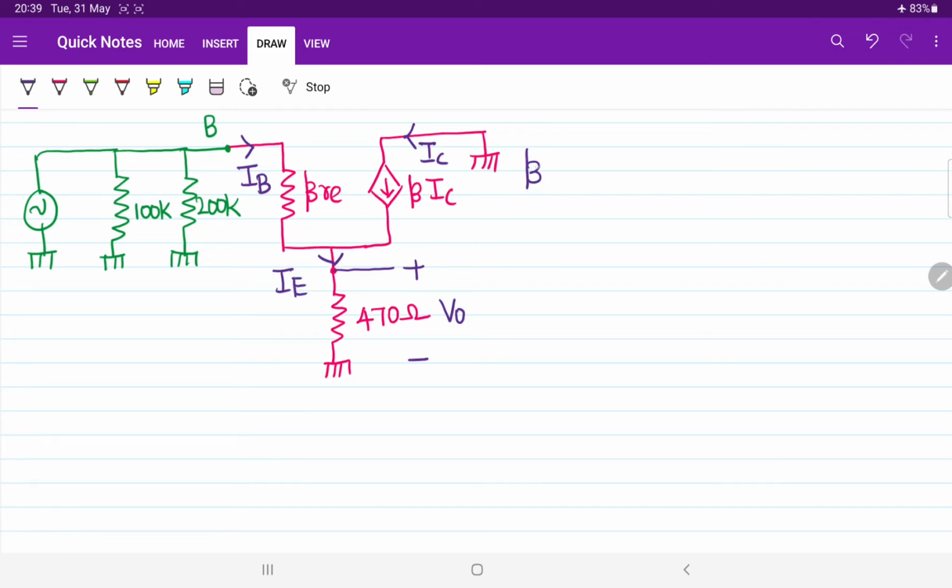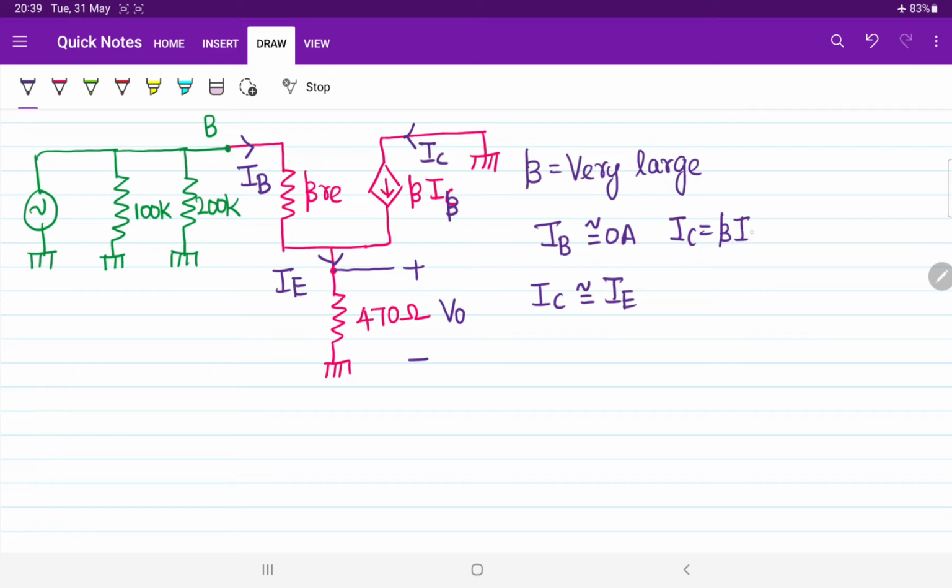Since the value of beta is very large, whenever the value of beta is very large, directly I can say the value of base current is approximately equal to 0 ampere. One thing you all have to notice here, I am telling that the value of base current is approximately equal to 0. But some of you are confused: sir, then what I can do is IC equal to beta times of IB, sir. When the value of IB equal to 0, collector current also will become 0, sir. No, I said base current is approximately equal to 0. It means it is in microampere or in nanoampere.